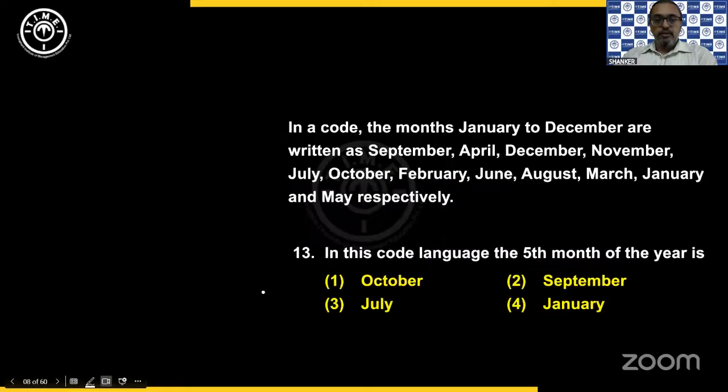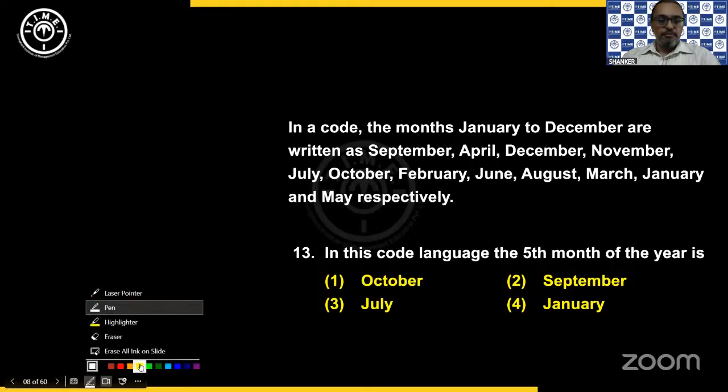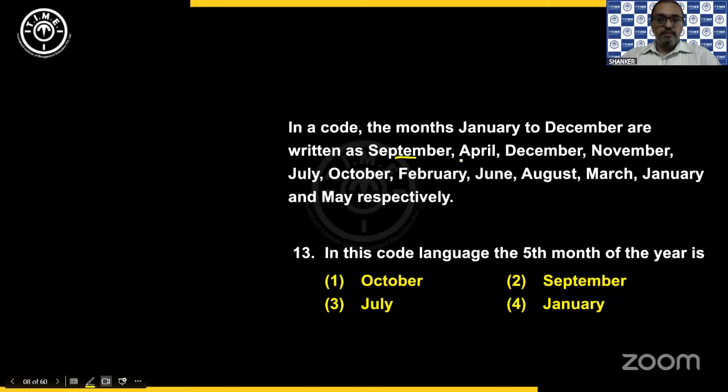Okay. Then next one. In this code language, the fifth month of the year. Now, what is fifth month? You simply count the fifth month. Correct? So what is the fifth month here? This is the first month, second month, third month, fourth month. So fifth month. So the fifth month is July, and that is available to us in third option. That's our answer.